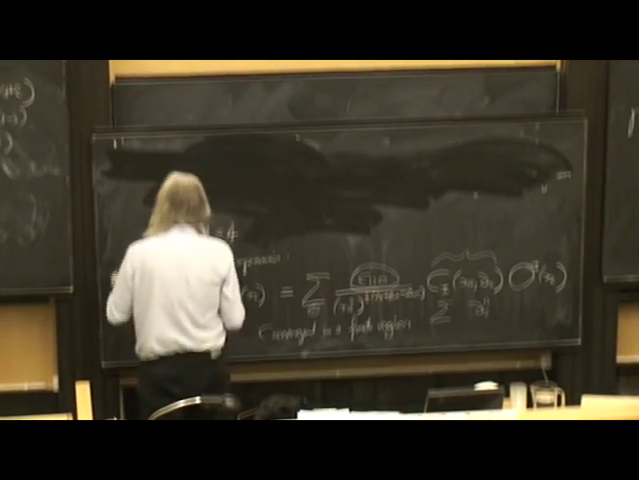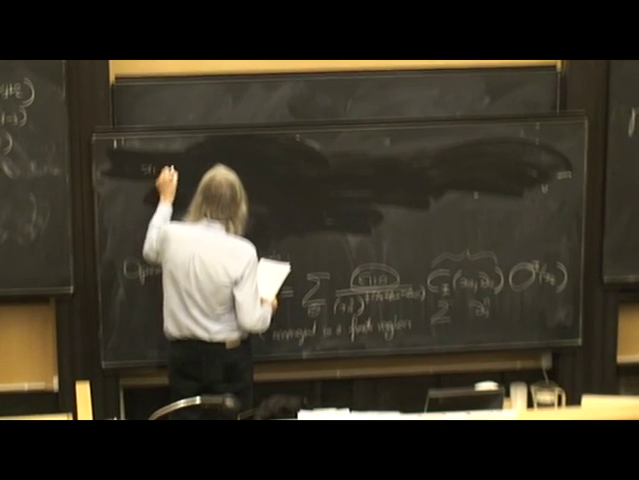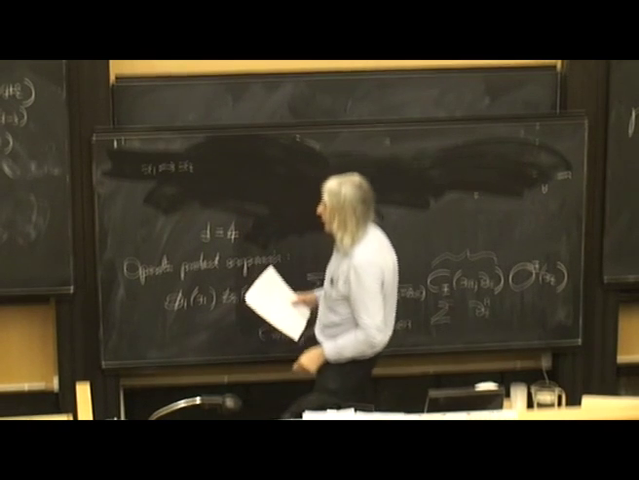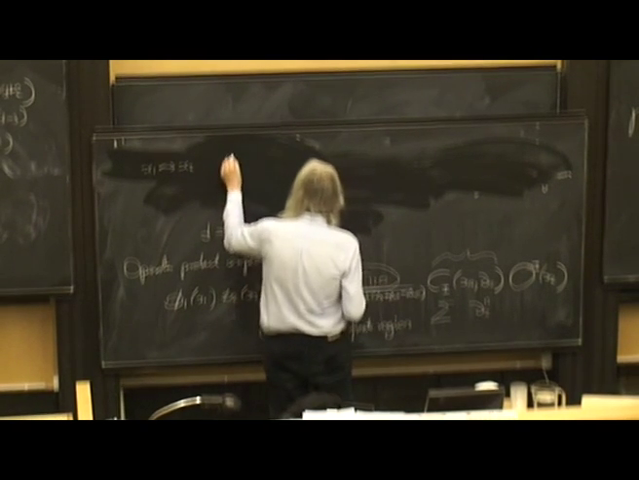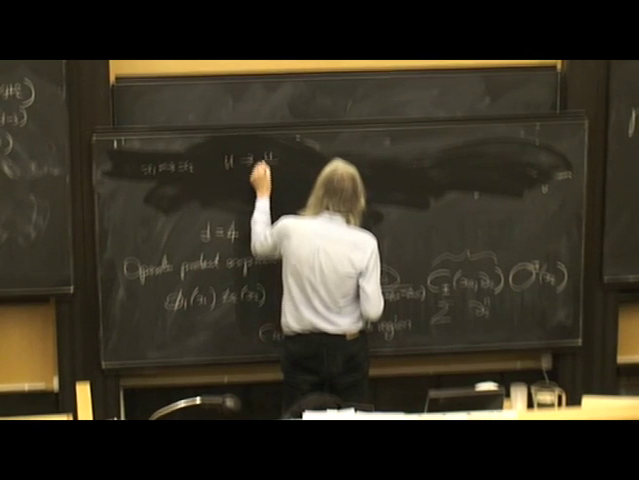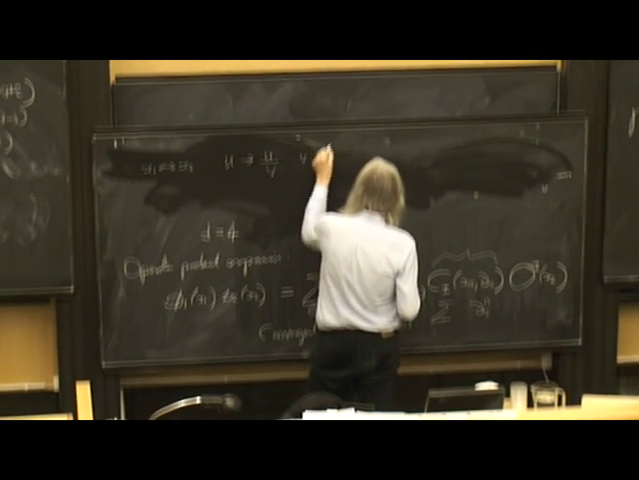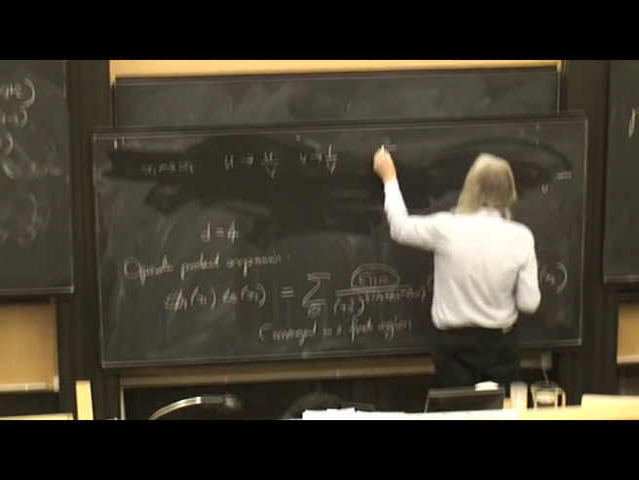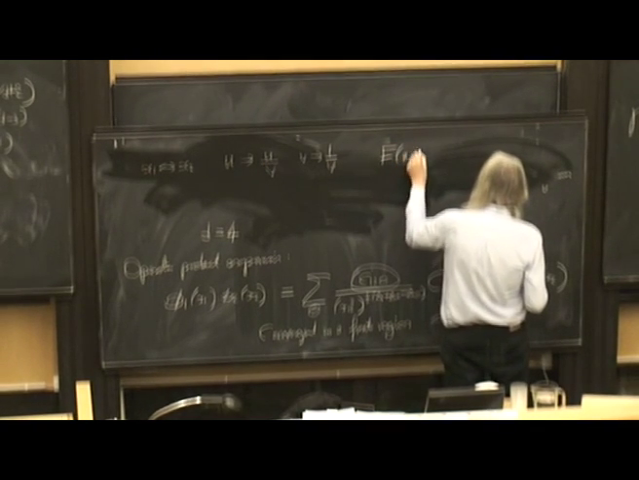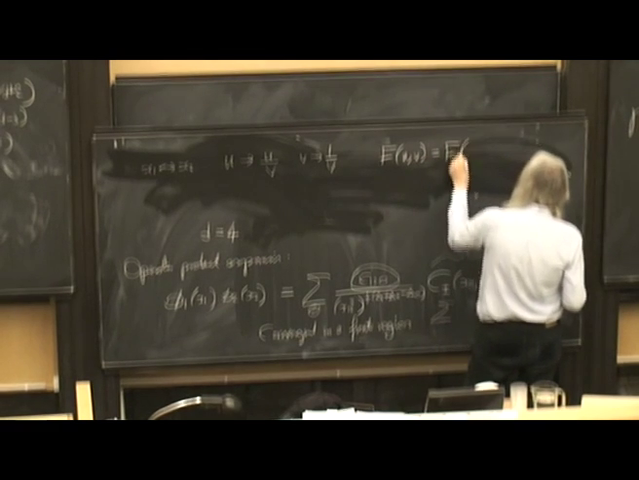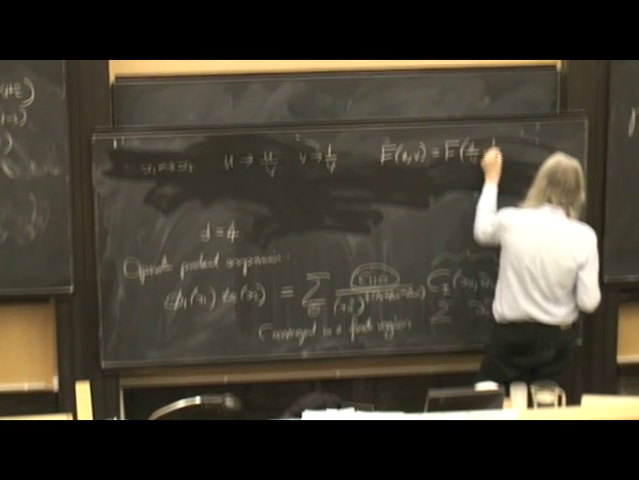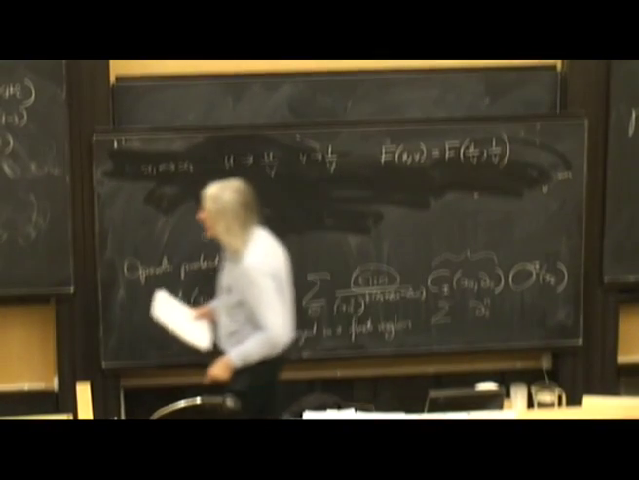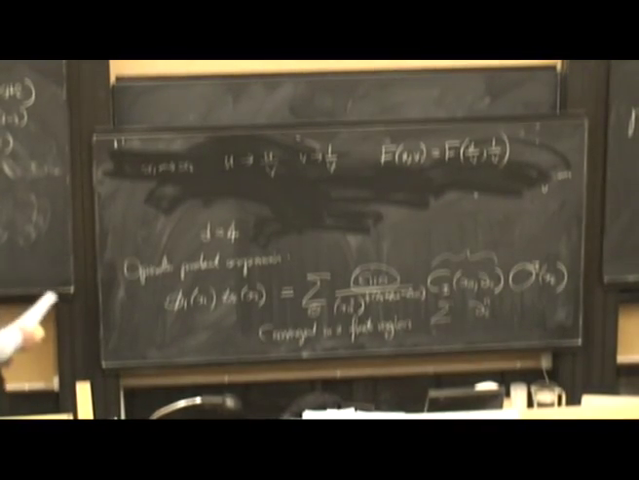If we, let's say, interchange x1 and x2, then it's clear, I hope, that u will go to u over v, and v goes to 1 over v. And if we consider this function here, this will say that this is going to be equal to... so that's one transformation that you can take into account.